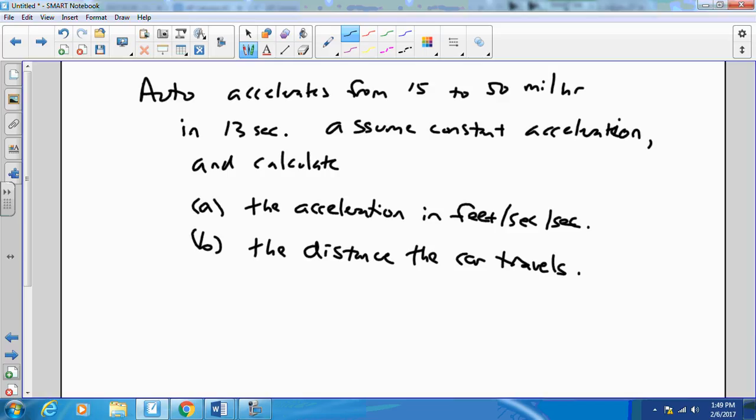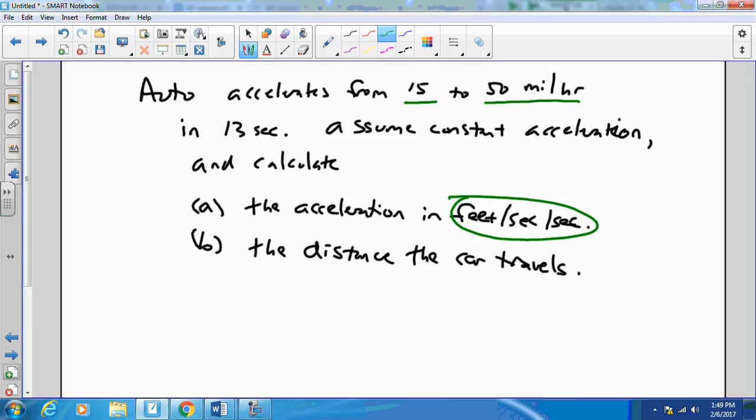Now, this problem is not a particularly difficult problem. It's very much related to the ones that we have done. But if you have not been in physics, there is something that's going to trip you up. And that is that we are given speeds in miles per hour, but we are asked to find our acceleration in feet per second per second. So we have a conflict with our units. Does that make sense to everybody?